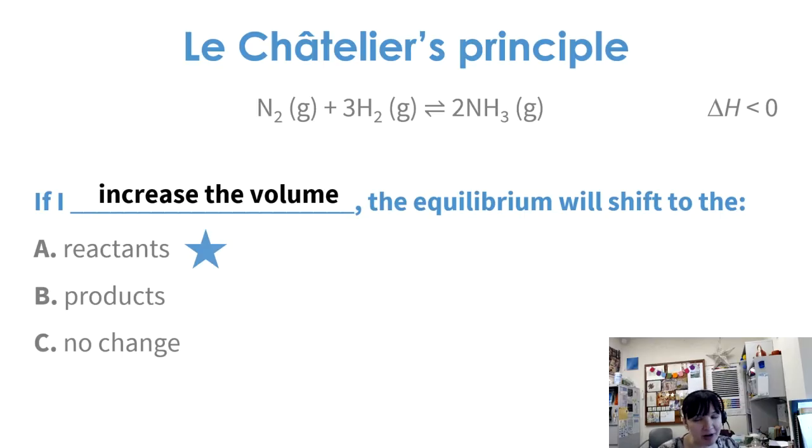All right, so those are the different ways in which we can mess with an equilibrated system and see how it will respond. This is known as Le Chatelier's principle, this idea that a system knocked out of equilibrium will respond in a way to try to achieve equilibrium again.